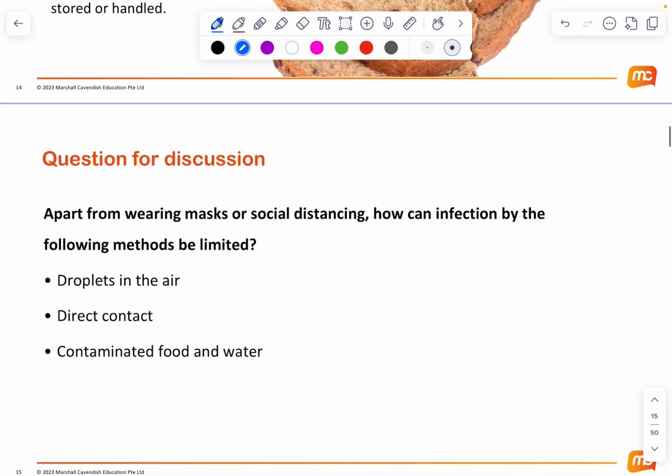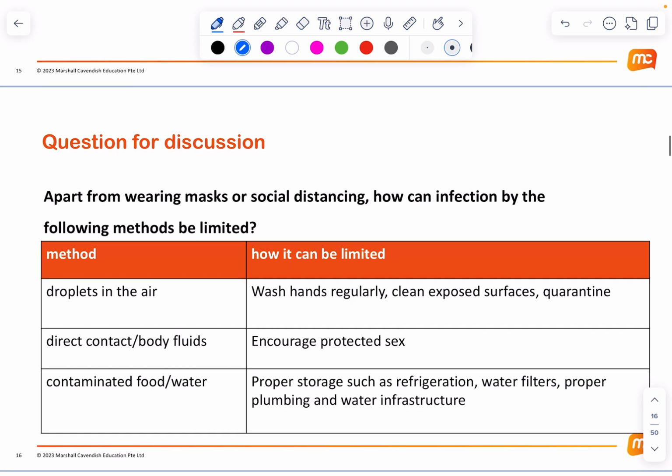So, apart from wearing masks or social distancing, how can these be further limited? We can see that while all these are physical kinds of barriers, like the mask is a physical barrier, social distancing is where you increase the proximity. Some other examples are that you can wash your hands regularly. You can also abstain from having sex, or generally encourage protected sex.